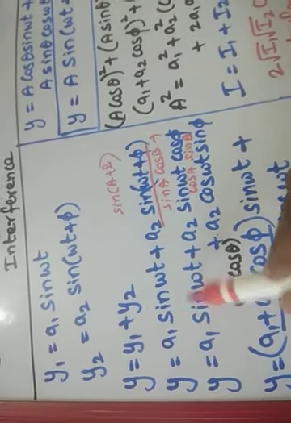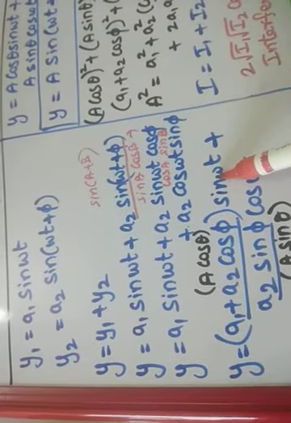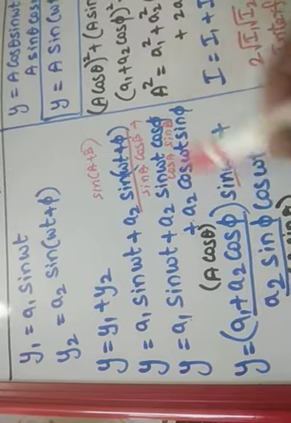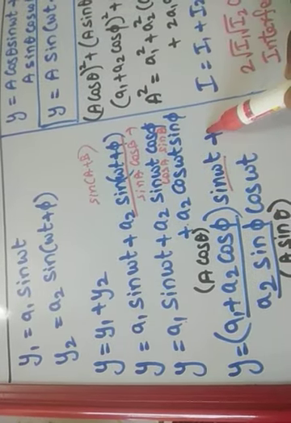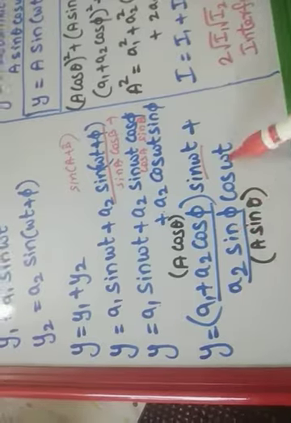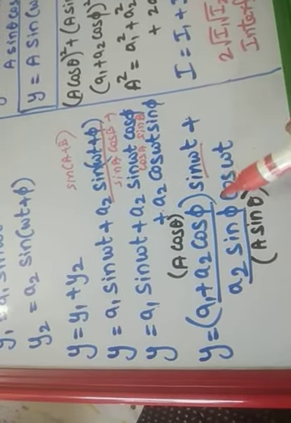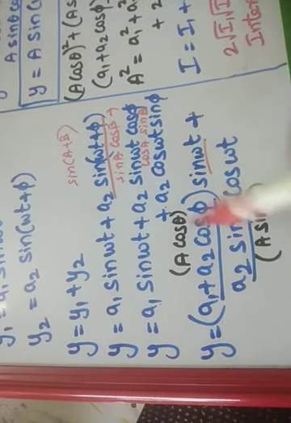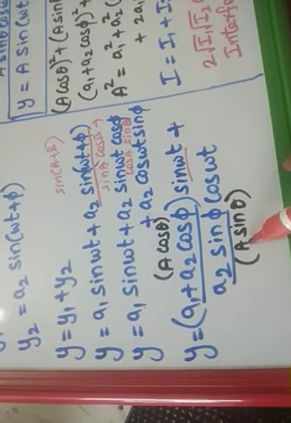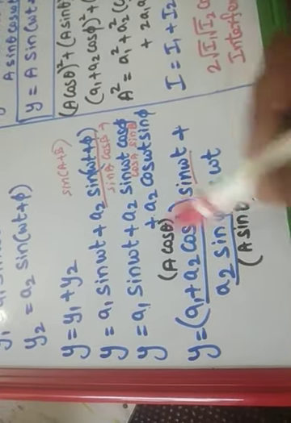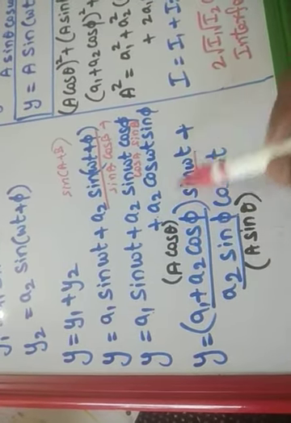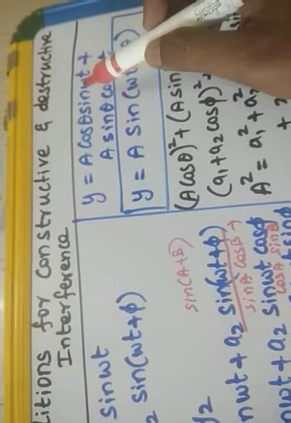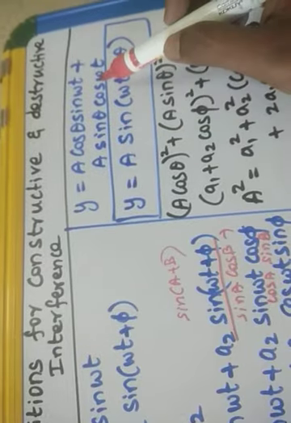Now I will take sin omega t commonly outside. So sin omega t outside means a1 as it is, then a2 cos pi, plus the remaining a2 sin pi into cos omega t. Here we assume that a1 plus a2 cos pi is A cos theta and a2 sin pi is A sin theta. So if you substitute here, what we will get? A cos theta sin omega t plus A sin theta cos omega t.